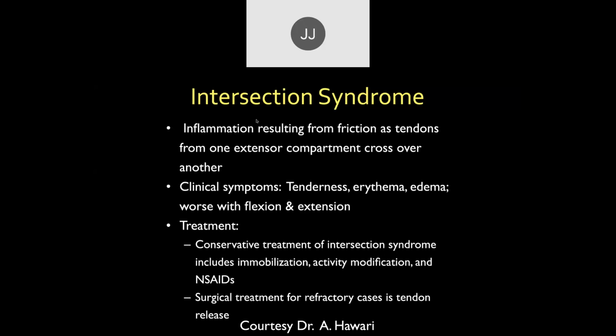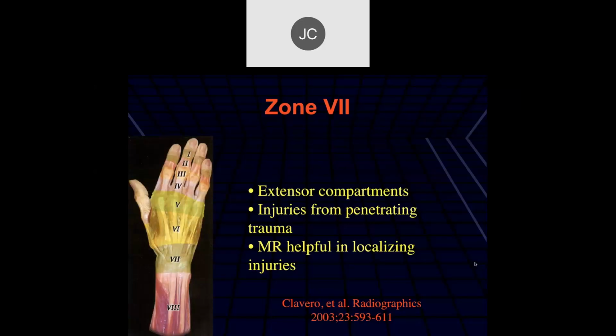So intersection syndrome comes from inflammation resulting from friction between the two tendons as they rub against each other. You get tenderness, erythema, and edema in the area of the pathology. In this case, they say it's worse with flexion and extension. Treatment is usually conservative, with non-steroidal anti-inflammatory drugs, stopping the activity, and maybe ice. And rarely there's surgical treatment in refractory cases. Splinting, elevation, and ice work pretty good.